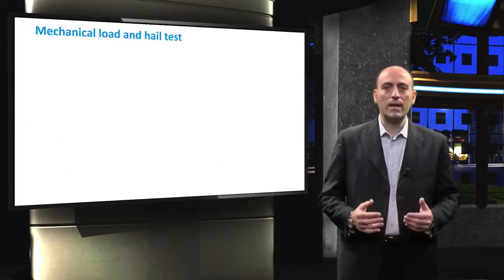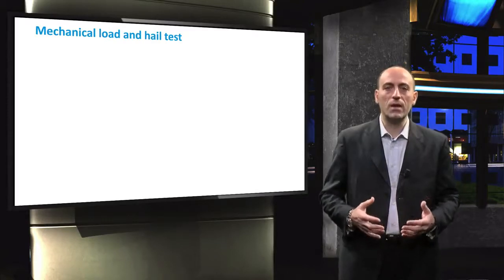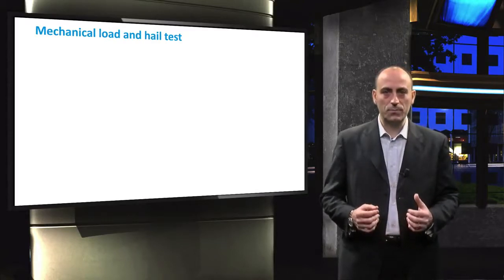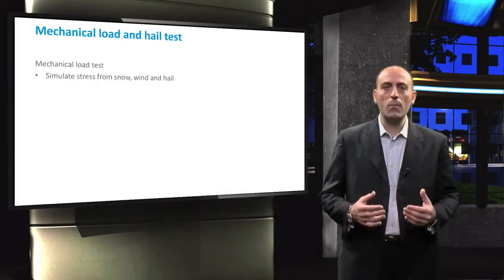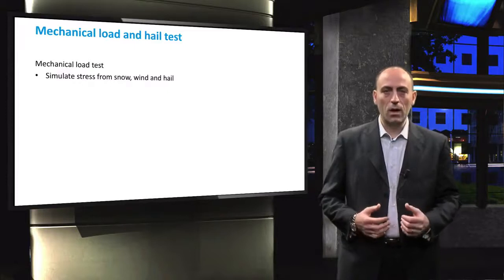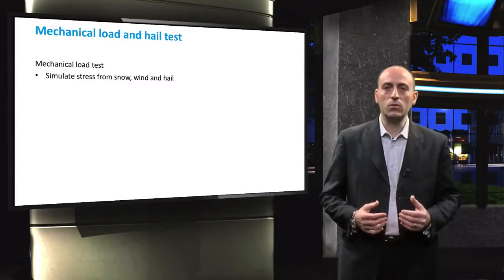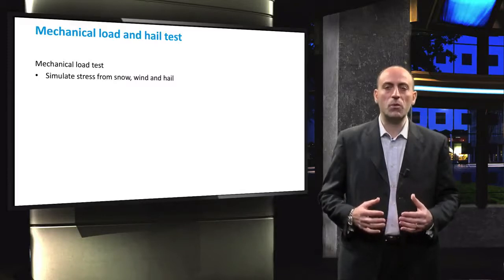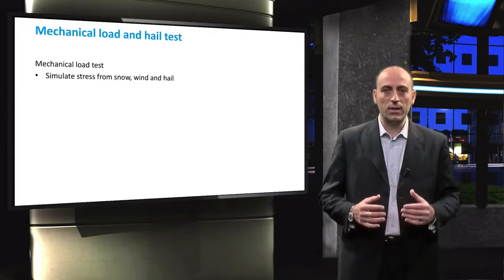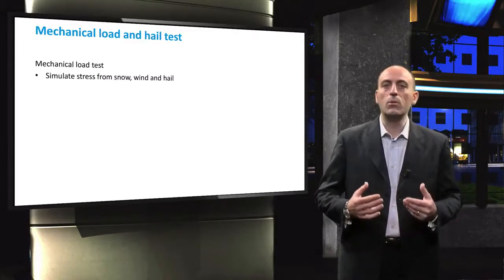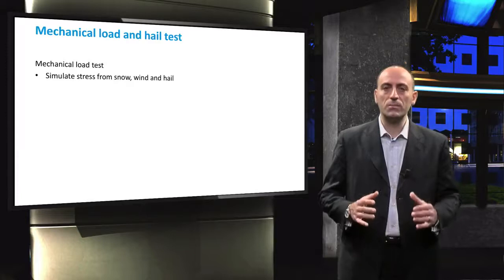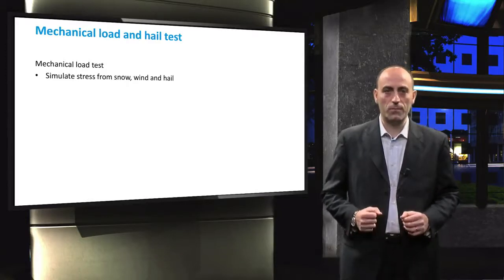The purpose of the mechanical load test is to determine whether the modules are able to withstand a certain degree of mechanical stress. The test simulates stresses that can occur by wind, snow, or hail. According to the IEC 61215, this test should be performed after the module was exposed to the damp heat test that we have discussed in the previous video. The damp heat test could have already weakened the module, thus making this mechanical load test more severe.